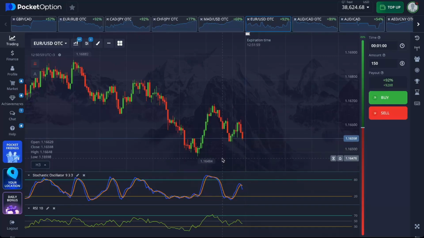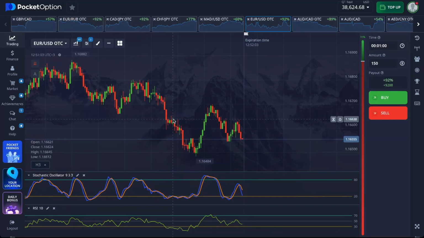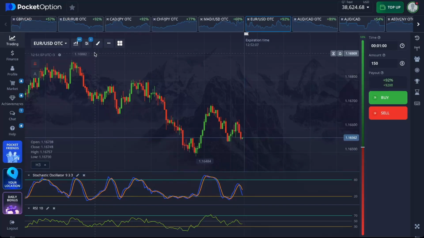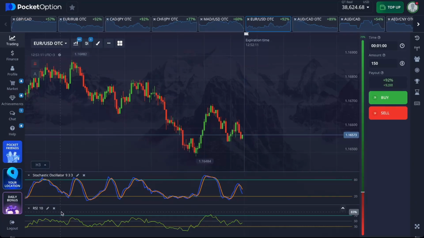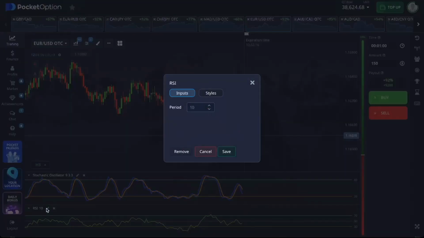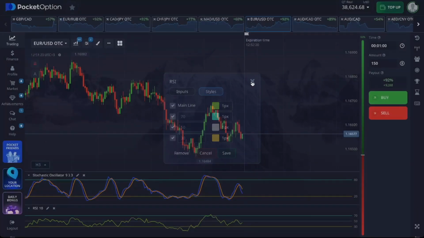Now let's move on to the RSI. This is the relative strength index. This is my favorite indicator. I always use it to determine whether the market is overheated or not. Again, go to the indicators. It's all very simple here. Click on RSI and you'll see this kind of line, this kind of chart appear. Click on the pencil icon. I set the period to 10 and accordingly I don't change anything else here.